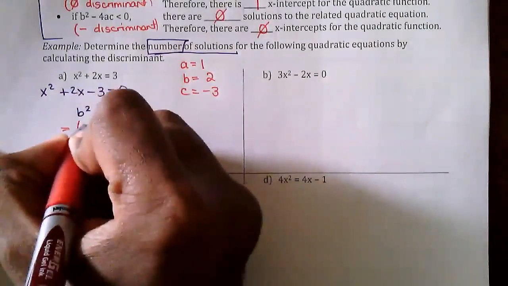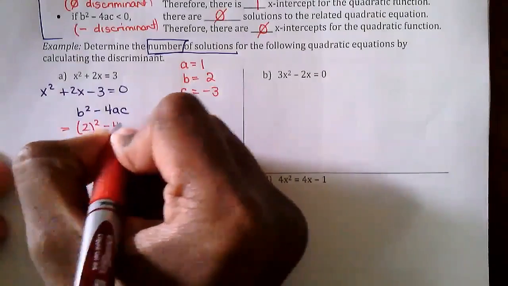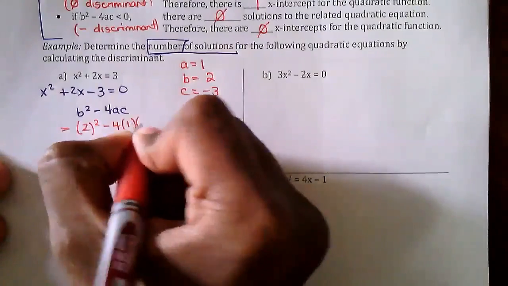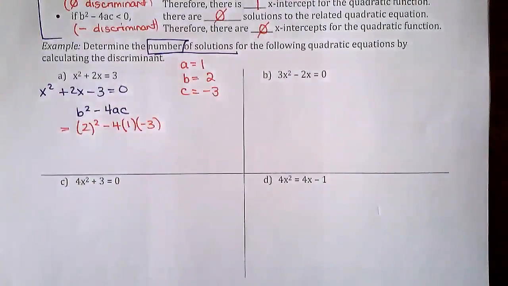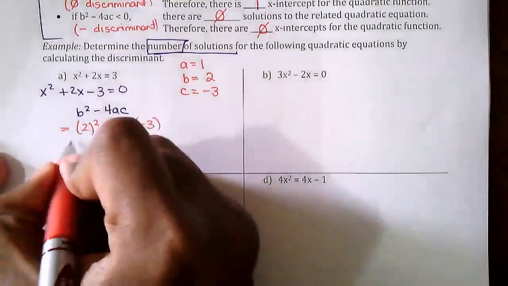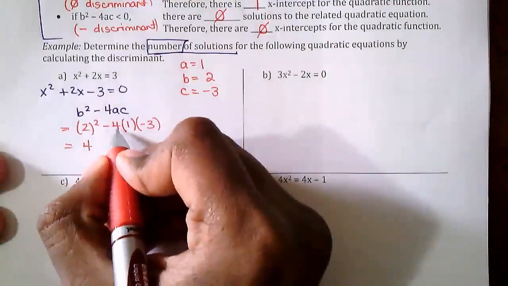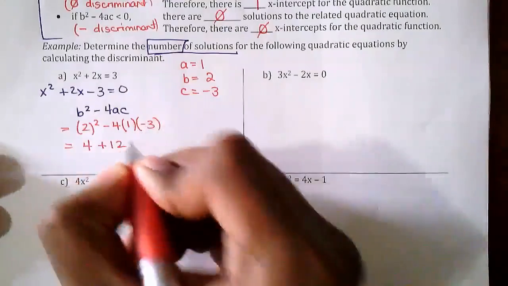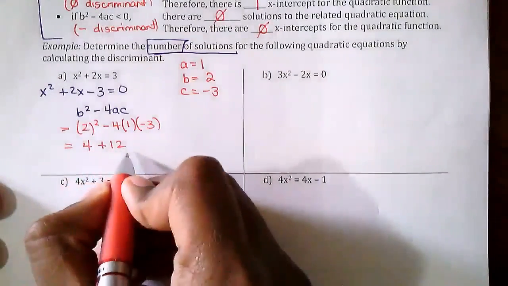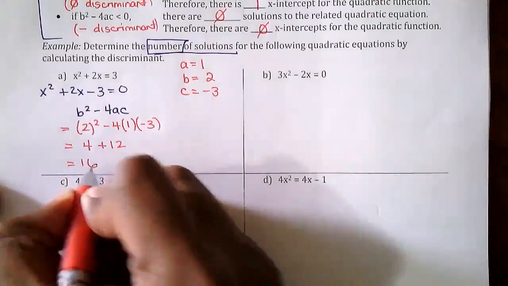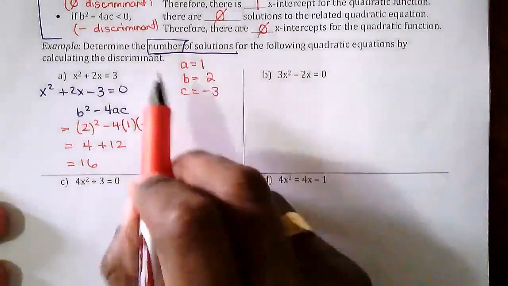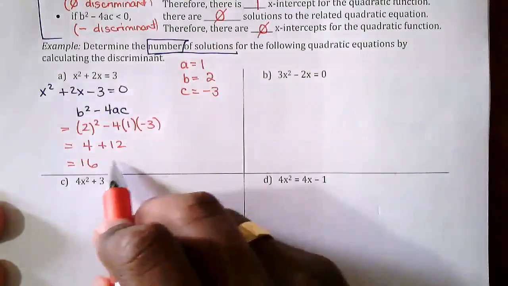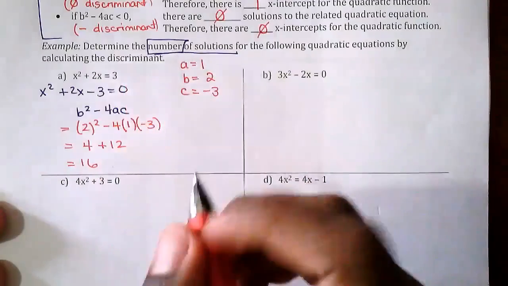So b squared is 2 squared minus 4, a is 1, and c is negative 3. 2 squared is just 4. Negative 4 times 1 times negative 3 is positive 12. And 4 plus 12 is 16. So we essentially found the discriminant. We need to find the number of solutions.